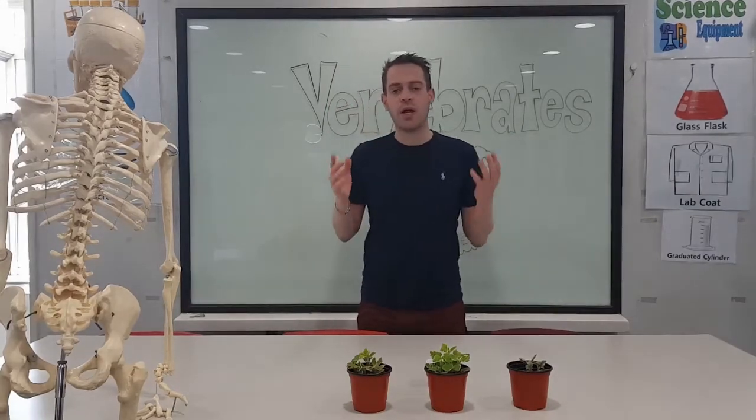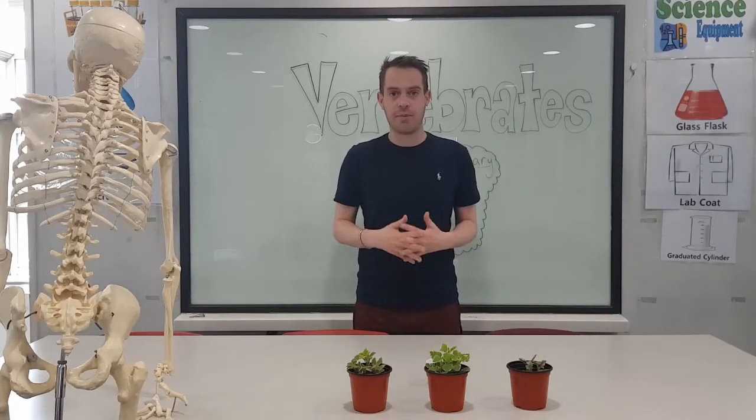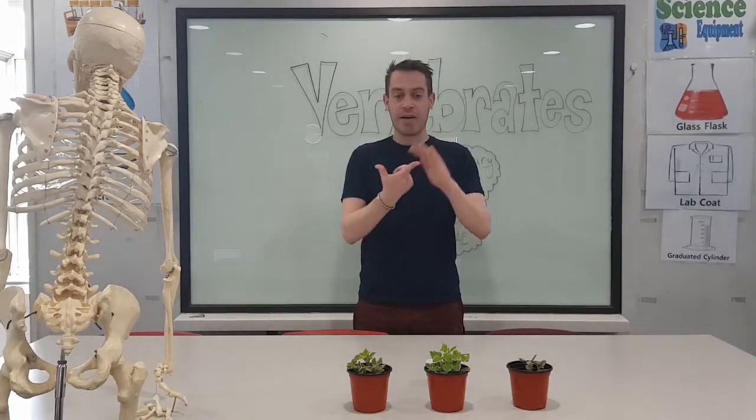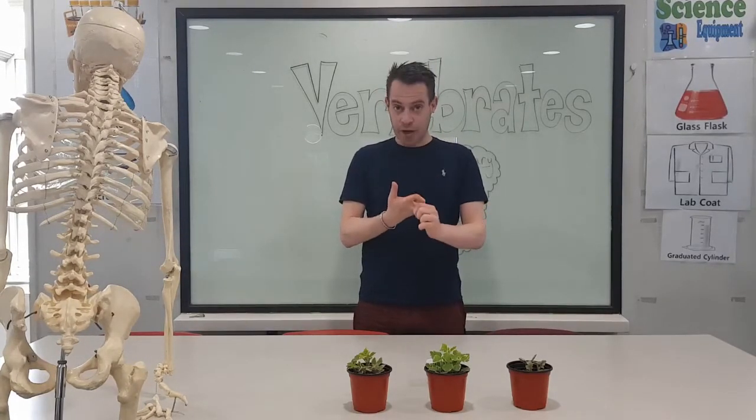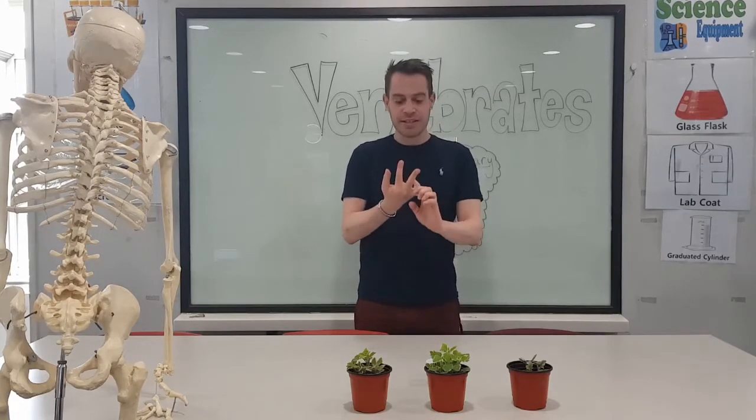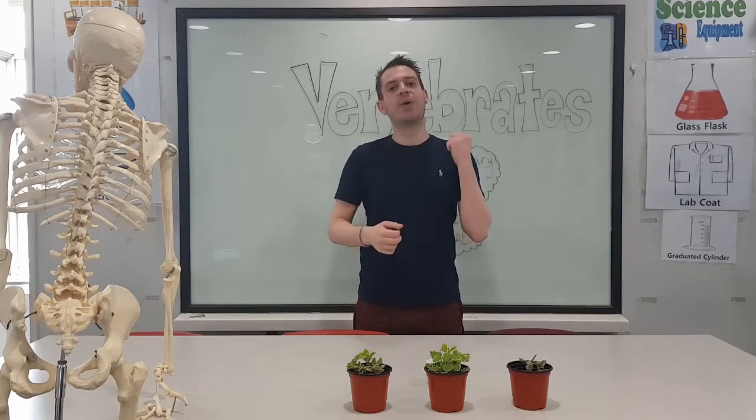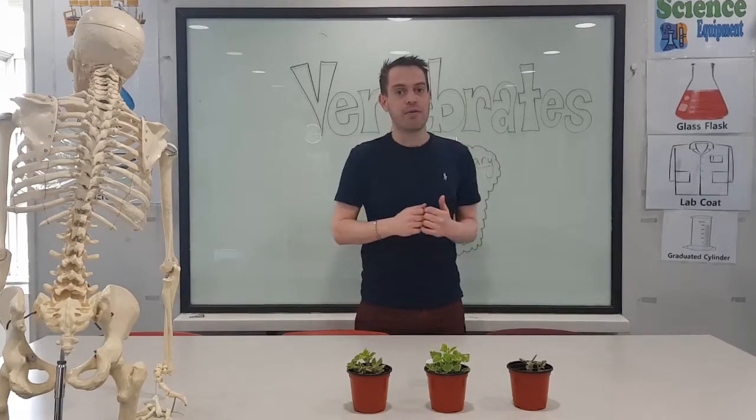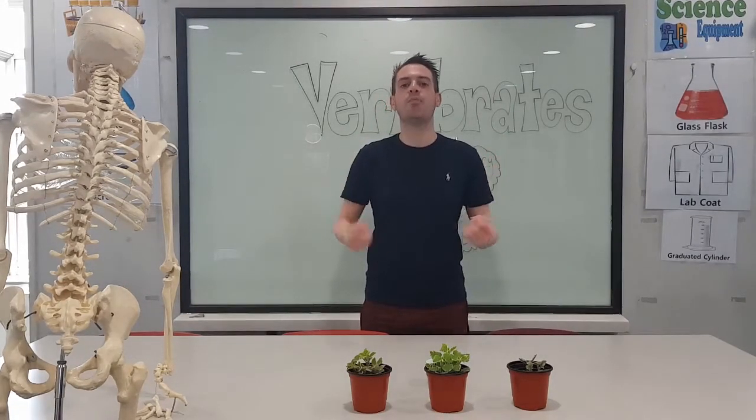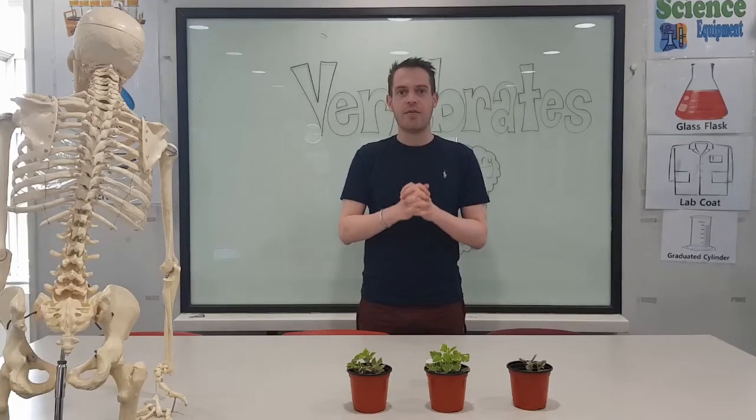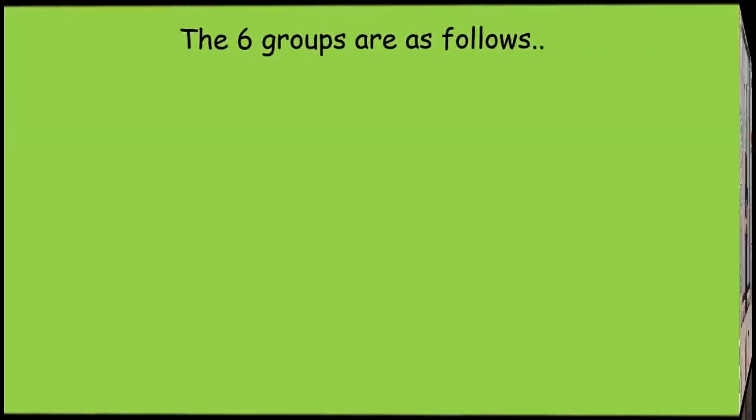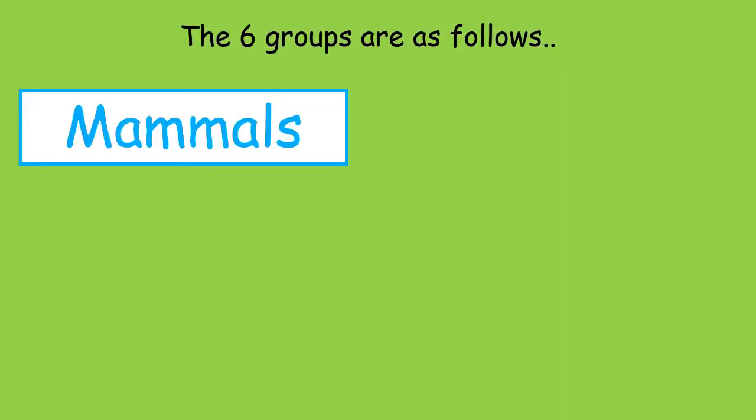Well, before we actually look at vertebrates, let's quickly recall the 6 different types of animals that we worked on Monday. We have mammals, we have insects, we have birds, we have amphibians, we have reptiles, and we have fish. Let's quickly have a look at some of those spellings to recap the all-important key vocabulary for each of these different types of animals. So the 6 groups are mammals.